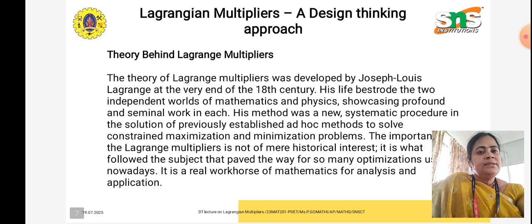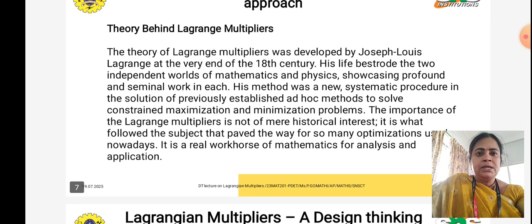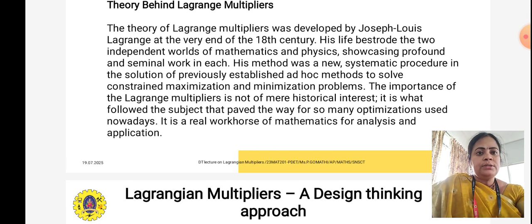Okay. Now what is the theory behind this Lagrangian multiplier? The theory of Lagrangian multipliers was developed by Joseph Louis Lagrange at the very end of the 18th century. His life spanned the two independent worlds of mathematics and physics, showcasing profound and seminal work in each. His method was a new systematic procedure in place of the previously established ad hoc methods to solve constrained maximization and minimization problems. The importance of the Lagrangian multiplier is not of mere historical interest. What followed paved the way for so many optimization techniques used nowadays. So it is a real workhorse of mathematics for analysis and application.